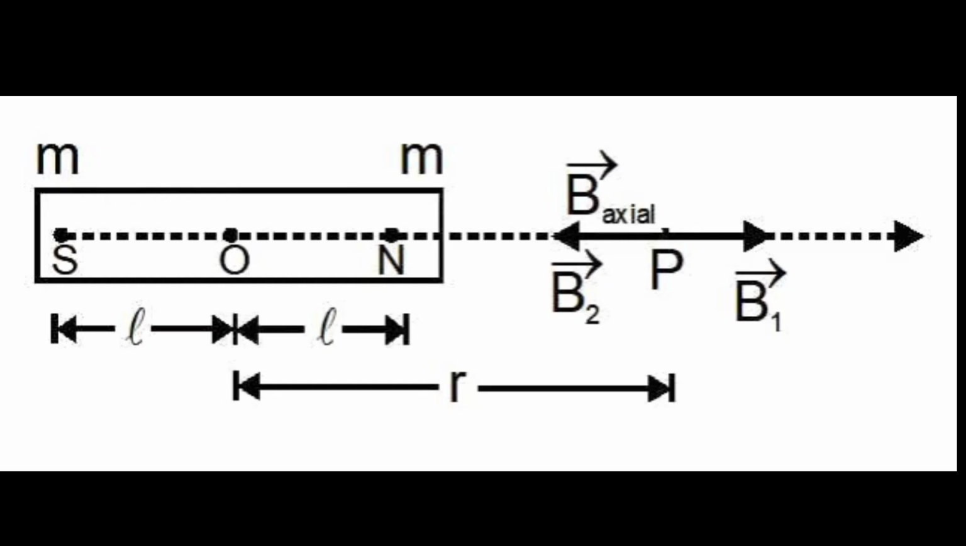Assume Qm represents the pole strength of each pole of the magnet. Let a unit north pole be placed at point capital P. Capital P is the point where we are going to calculate the magnetic field intensity. Assume that the presence of the unit north pole at point capital P does not affect the magnetic field at point capital P due to the bar magnet.